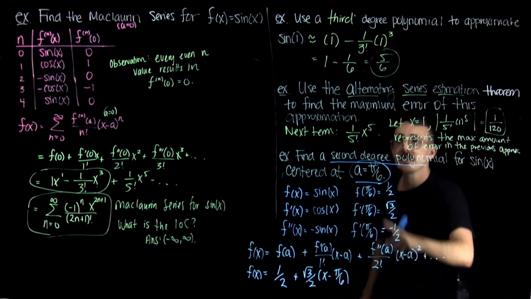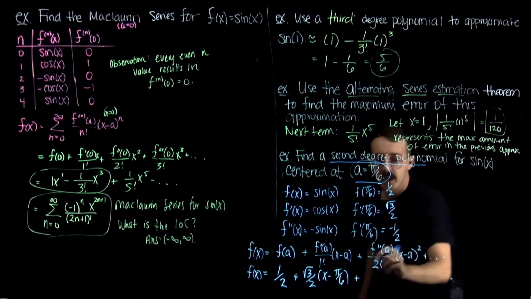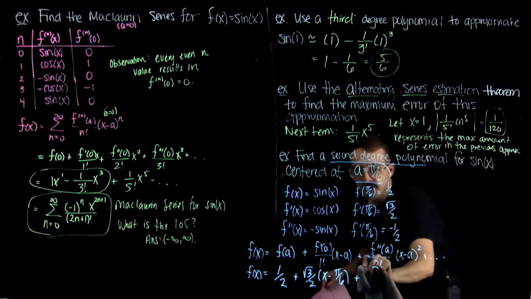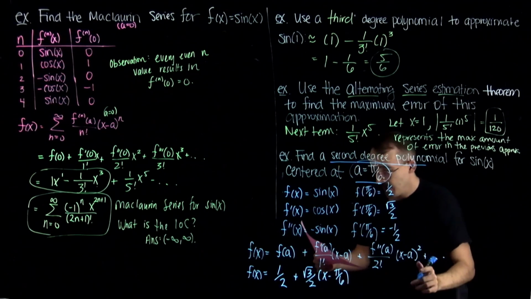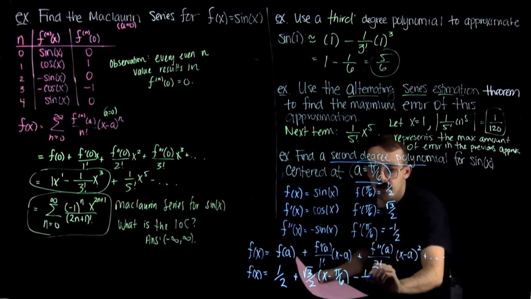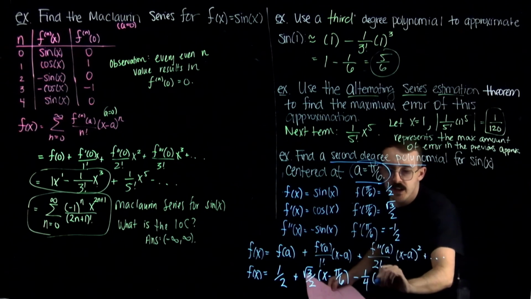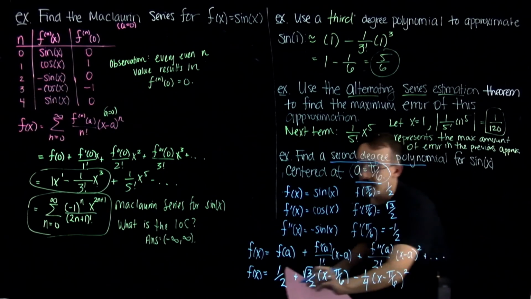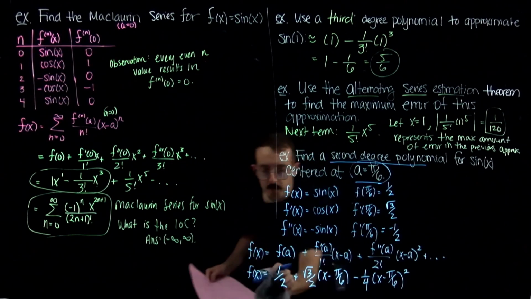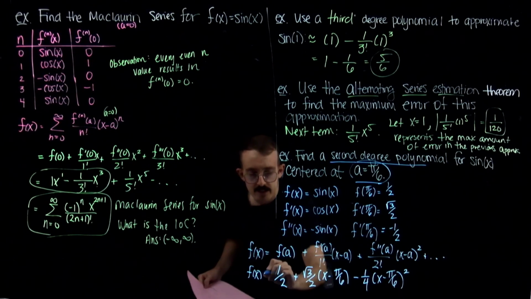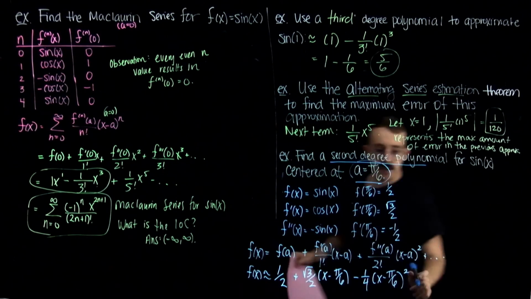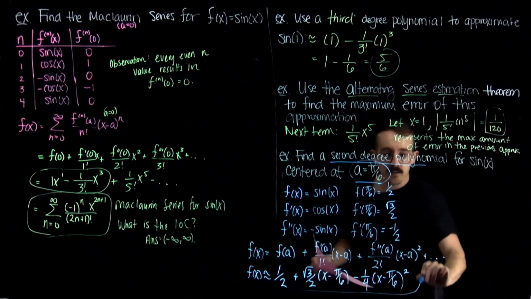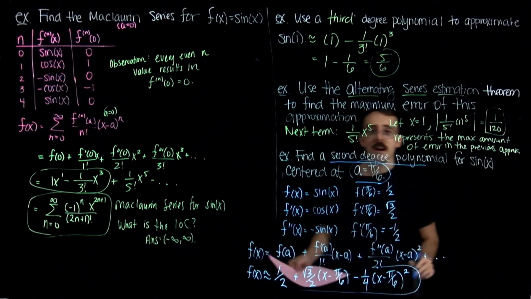And then my last term, I need to make a second degree polynomial. F double prime of a is actually negative 1/2, and I'm going to divide that by 2. So I'm just going to get negative 1/4 for this coefficient, and then it's x minus pi over 6 squared. And we're going to stop right there. So f of x is going to be approximately this, because we've stopped at a certain point. And this will be the Taylor series centered at pi over 6.